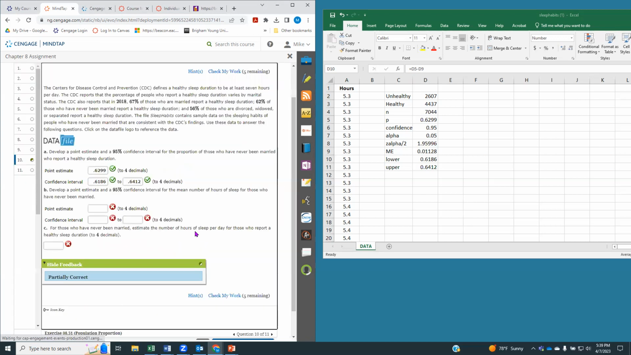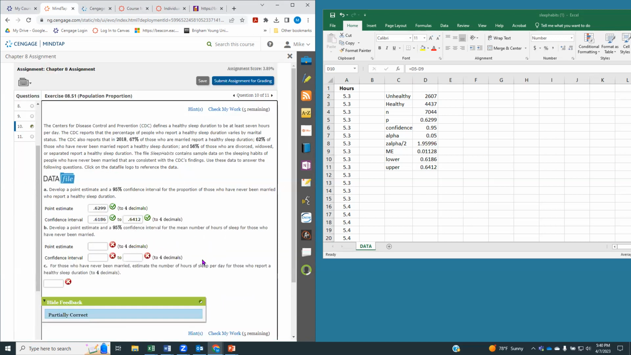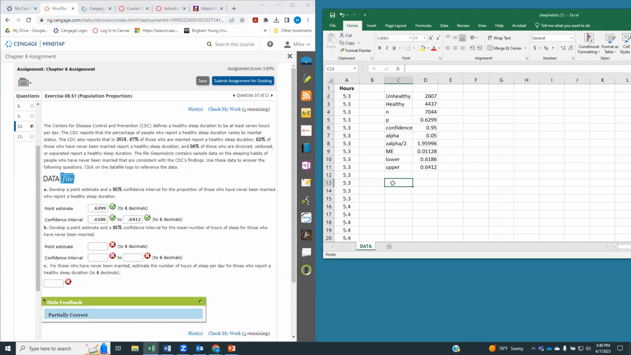Okay, we can go ahead and check our work. Don't be afraid to use those checks. So we're good on those. So now it wants us to develop a point estimate and a 95% confidence interval for the mean number of hours of sleep for those who have never been married. So here we dealt with a proportion. When we want to figure out the number of hours of sleep, we'll be dealing with a value of X, right? So to do that, we're going to need our mean and our standard deviation.